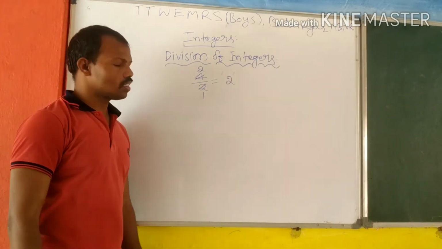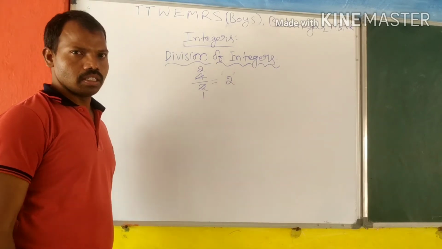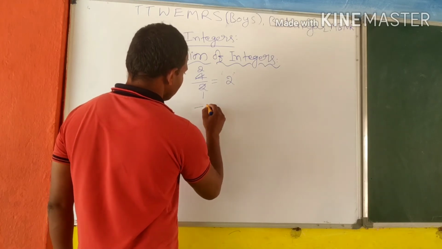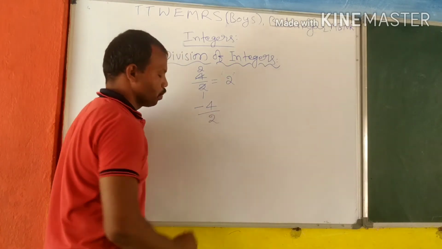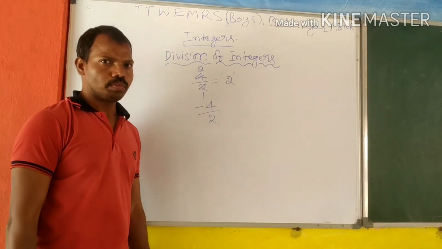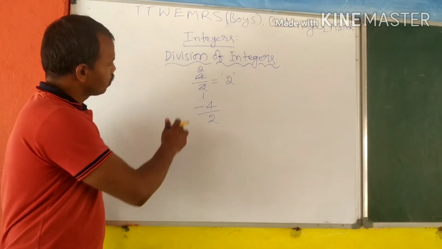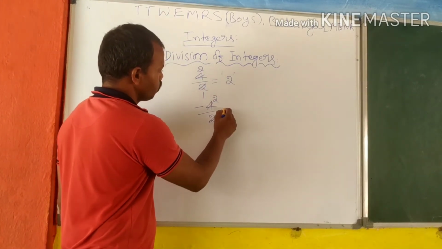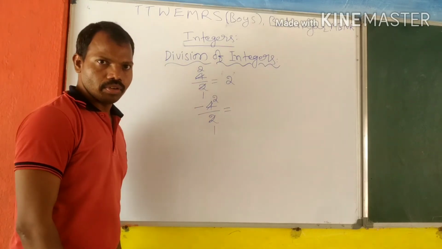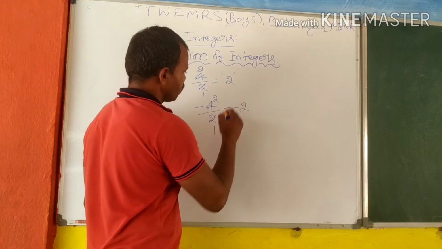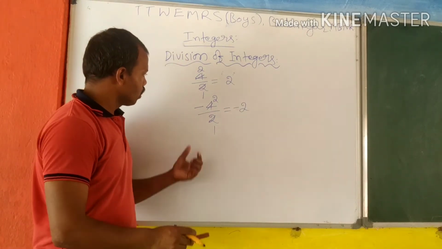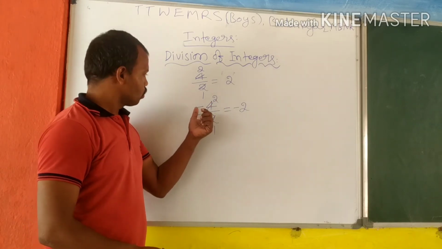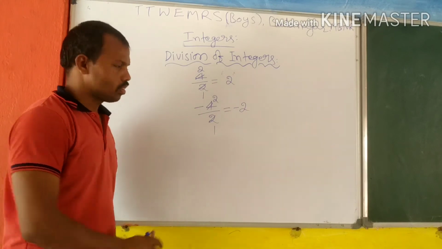If there are positive integers, it is very easy. If we have negative integers, then how can we do it? Minus 4 by 2. The cancellation is the same. 2 one time, 2 two times. So we have only one negative sign, and the result also has one negative sign. So after cancellation in the division we keep the negative symbol. So minus 2.